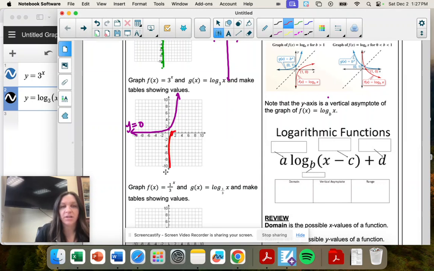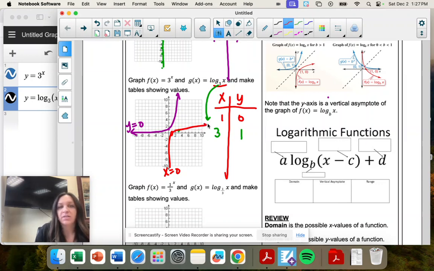And I'm stopping there because I want to look at the table for this. I'm not going to make a table for the exponential one because we've done those before. But for the log, the intercept is at 1. So when x is 1, y is 0. The next value that matters is when y is 1, and it's the base. So when y is 1, x is 3. That's how you can tell what base of log you're actually graphing.